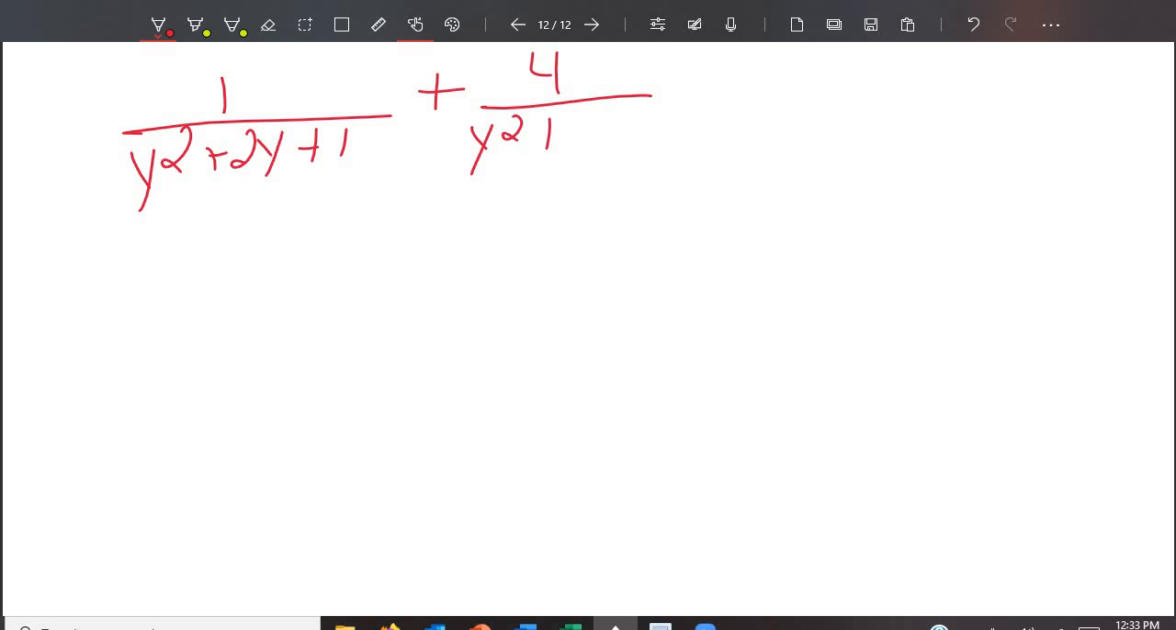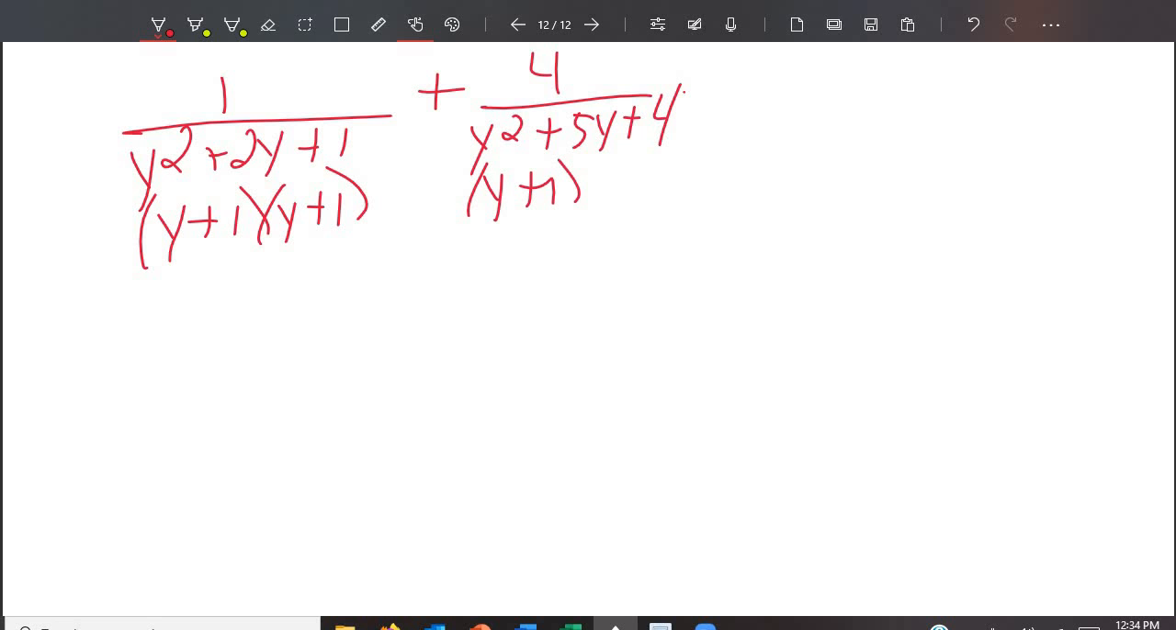All right, let's do another one. We'll do 1 over y squared plus 2y plus 1 plus 4 over y squared plus 5y plus 4. Okay, so let's go factor the denominators. They're not terribly hard to factor. This one's y plus 1, y plus 1. This one's y plus 1, y plus 4.